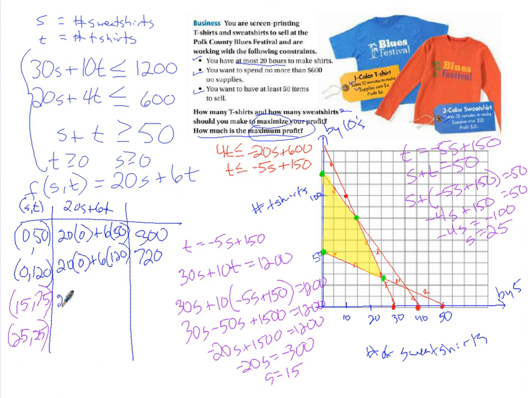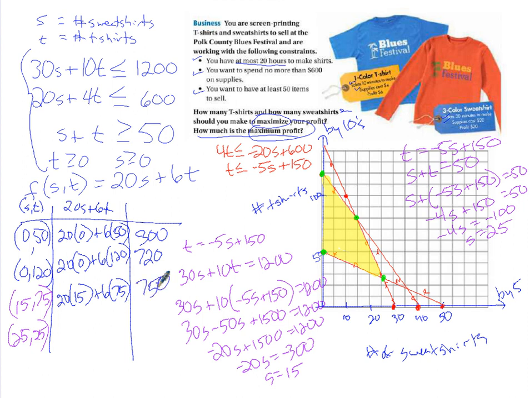Now we have 20 times 15 plus 6 times 75. What do we get? 750? 20 times 15 is 300. If I had 6 quarters, I'd have $1.50, so 150. 300 plus 150? No, sorry, that's quarters. I need 3 times that amount. Sorry, I screwed that up bad. It's 750.